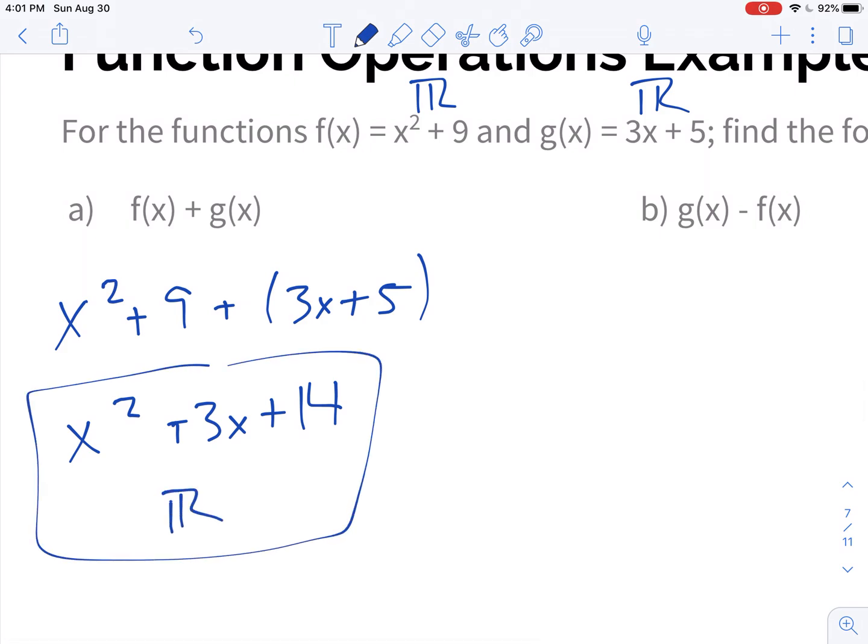So polynomials, always really easy, always really straightforward. You gotta love working with polynomials. It makes your life a lot easier. So here I see that I'm adding 2 polynomials together. My result's a polynomial, and therefore its domain is all real numbers.